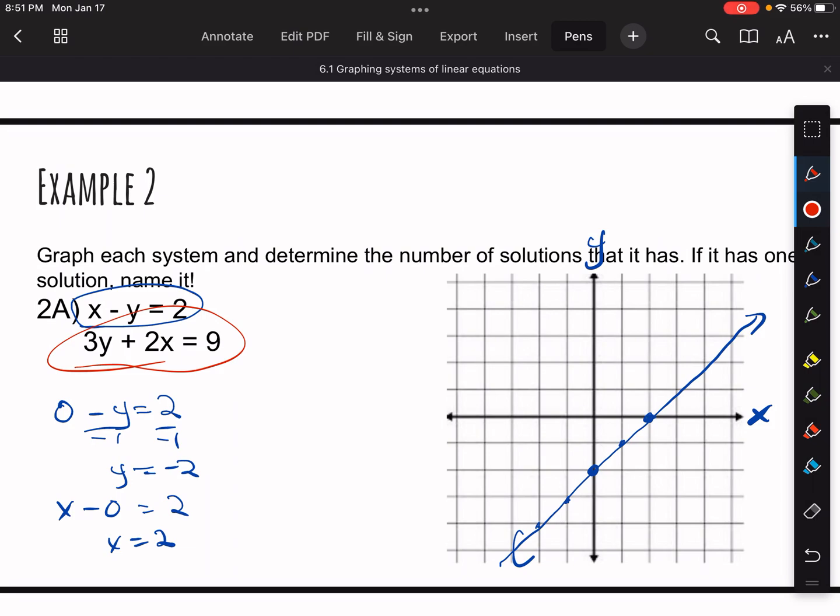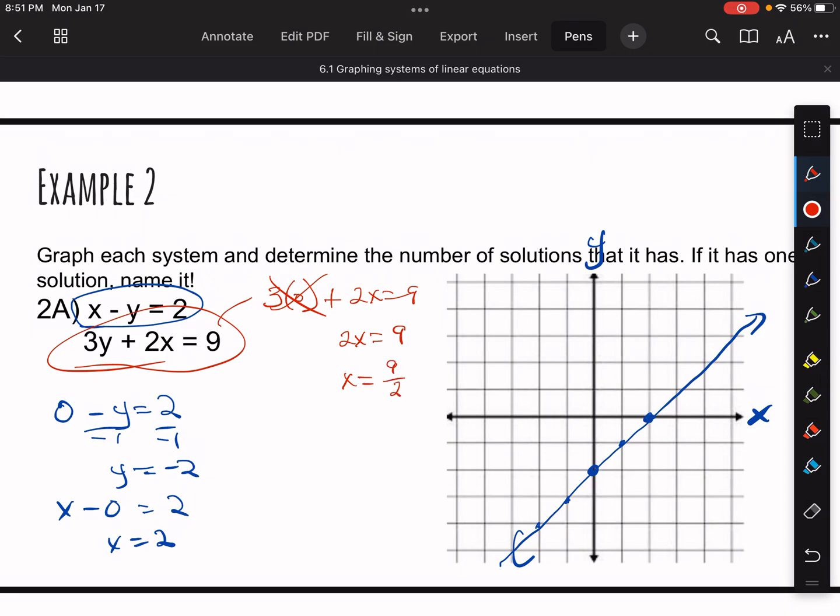Okay, so again, I could solve for y, or I could plug in zeros, right? I'm going to plug in zeros. So if it was 3 times 0 plus 2x equals 9, I get 2x is equal to 9 because this goes away. And then x is equal to 9 over 2.